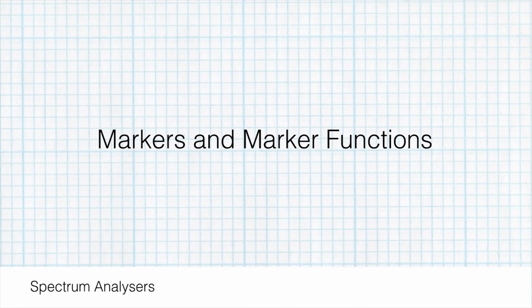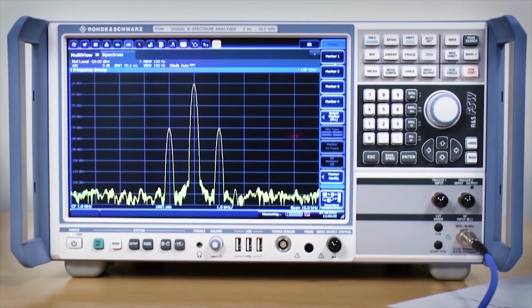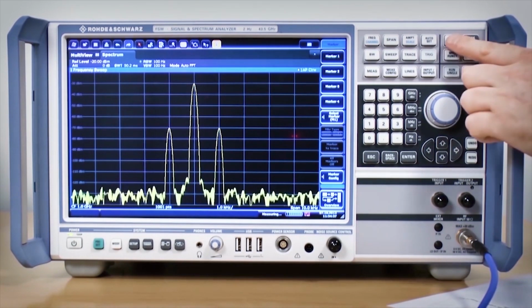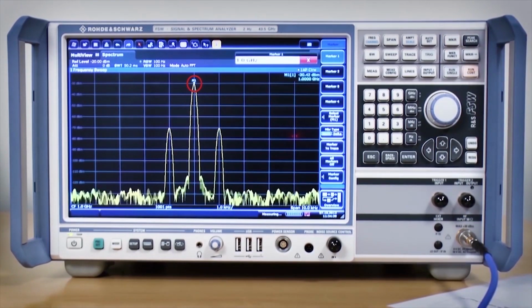A very useful capability of a modern analyzer is the ability to add markers that show the parameters of a signal at a particular point on the screen. The most obvious one is a marker for the highest level signal. The marker shows the major parameters like frequency and amplitude. Normally it will automatically find the peak of the signal.